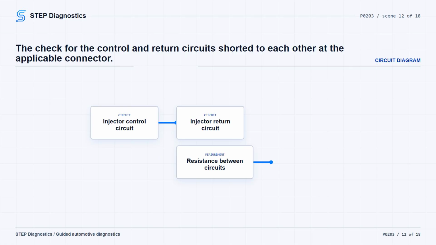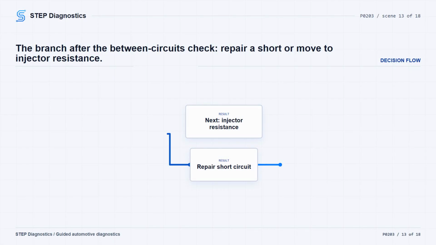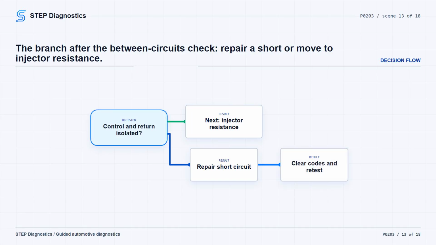With the ignition off, check for a short between the injector control circuit and the injector return circuit at the applicable injector connector. The resistance should be greater than 10,000 ohms. If it is not greater than 10,000 ohms, repair the short circuit, clear the PCM codes, and repeat the self-test. If the circuits pass this check, move on to the injector resistance test.